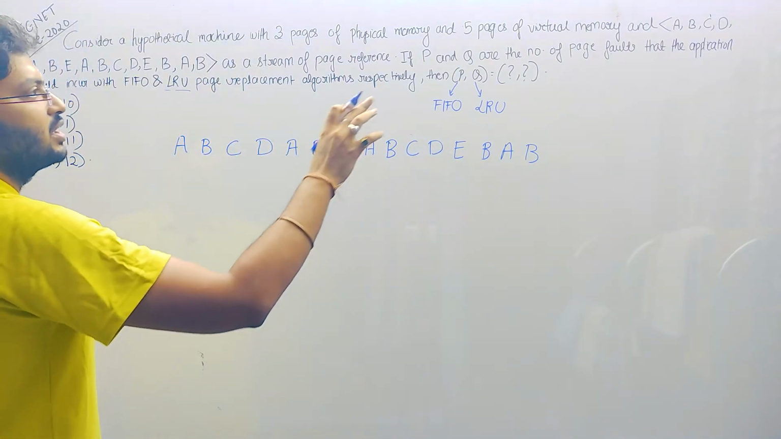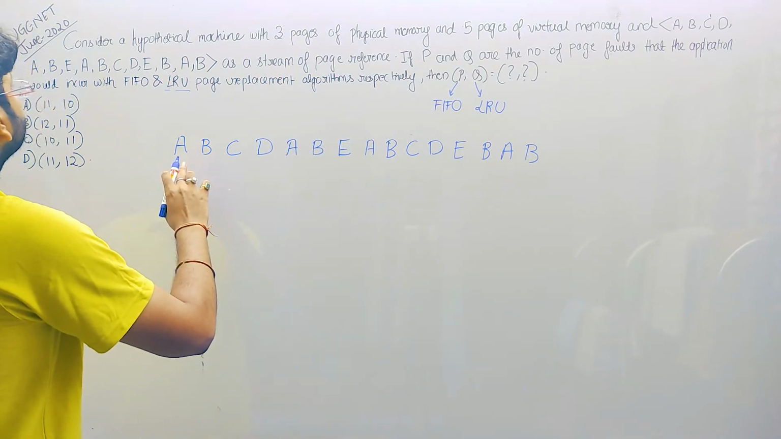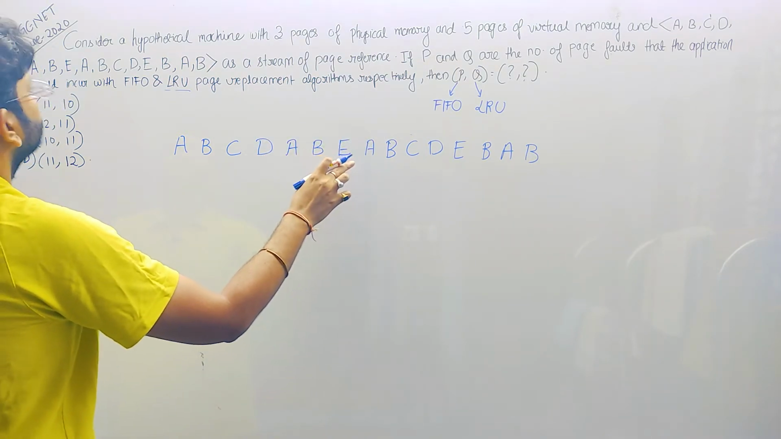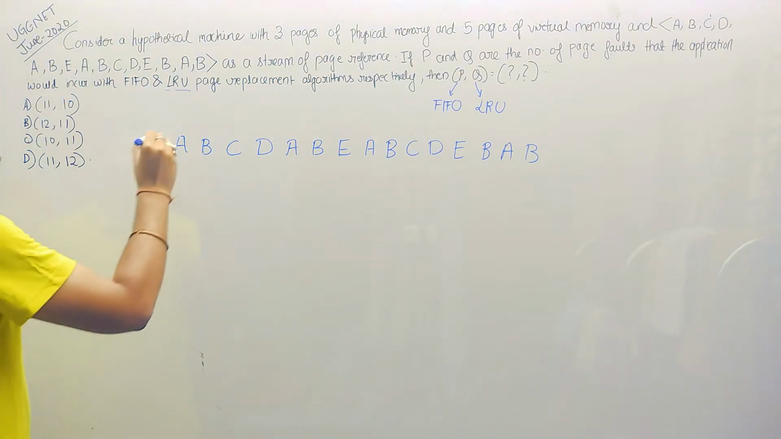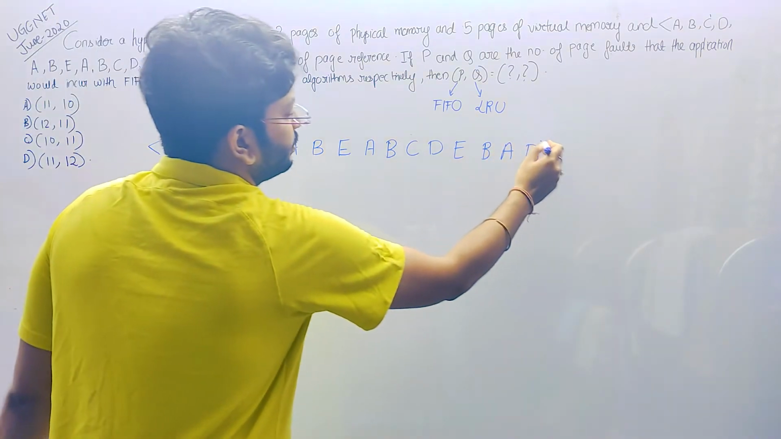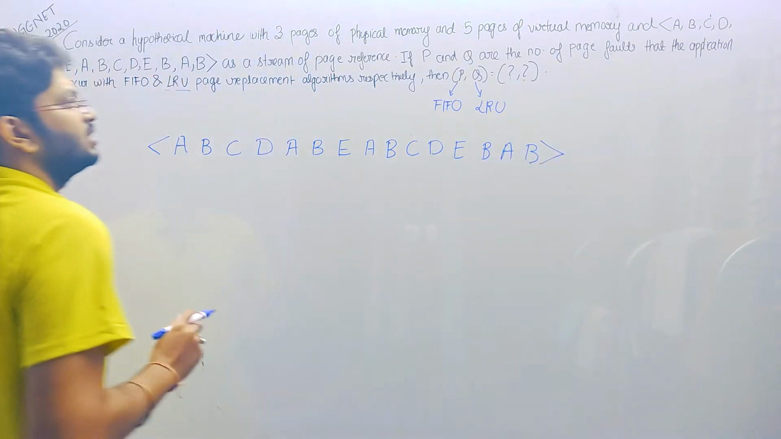Let me first check whether I have written it right or wrong. A, B, C, A, B, C, D, B, C, D. Okay, so it's fine. I have written the page references. So these are basically the page references in the way they are received.